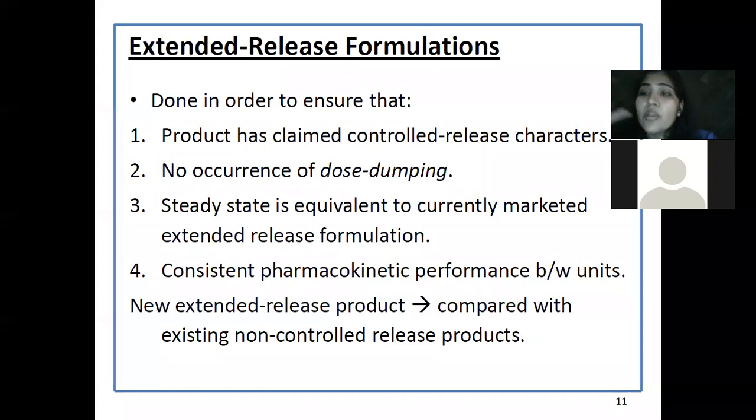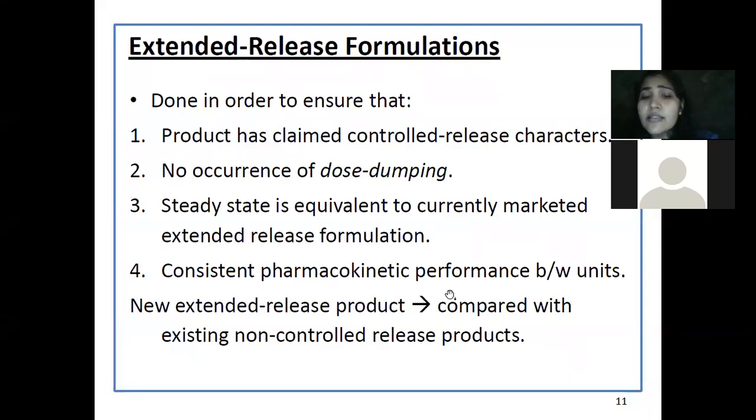Why? Because the only thing that is modified is your dosage form. Okay, so the active drug is not modified. When the active drug is different, that is when you will be doing a clinical trial, not a BA/BE trial. Okay, so steady state should be equivalent to the currently marketed extended release formulation. You will check this point also by performing a BA/BE trial on the extended release formulation.